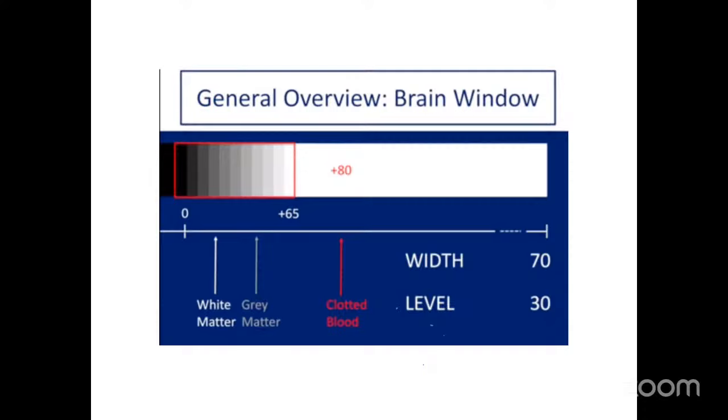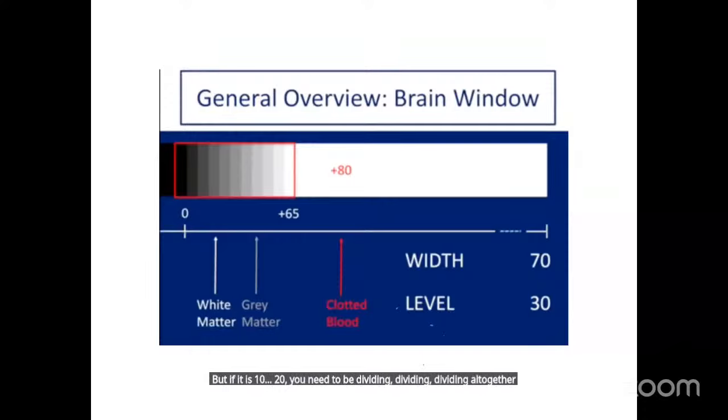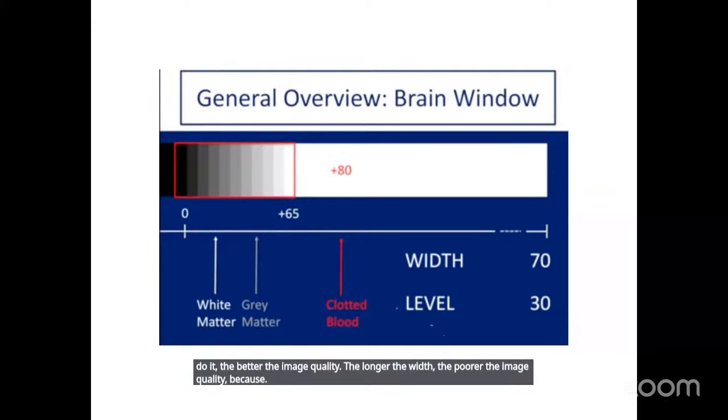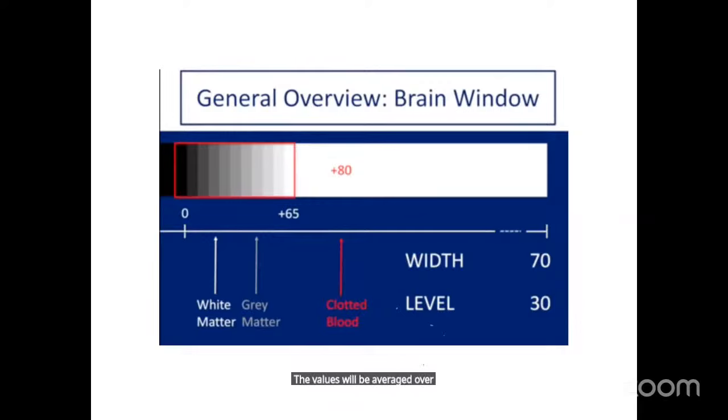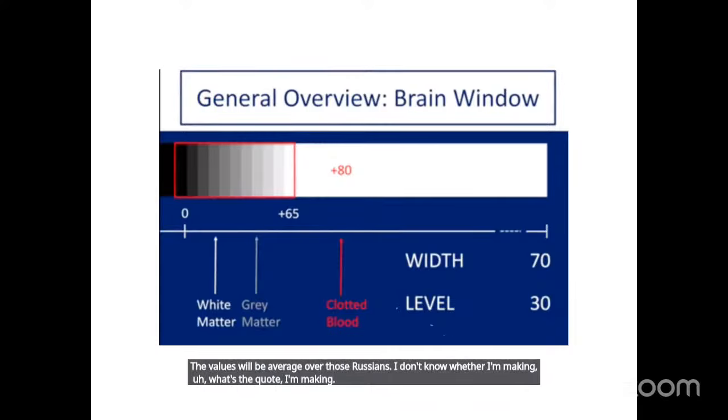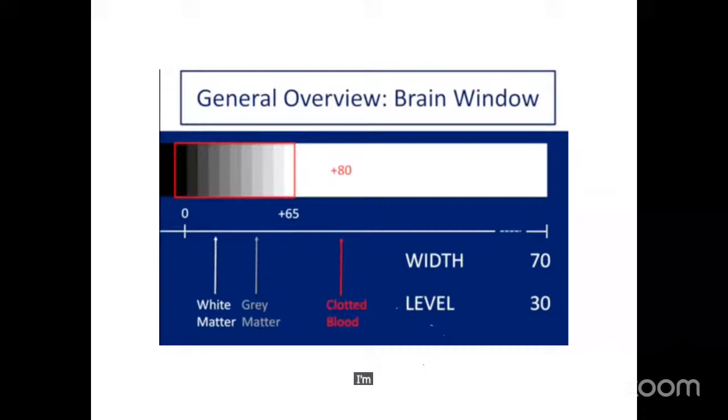The one that has a narrow width. All right, 2 people is just divided into 2. But if it is 10, 20, you need to be dividing. Are we together? So the narrower the width, the better the image quality. The wider the width, the poorer the image quality, because the values will be averaged over those ranges. I don't know whether I'm communicating. Yes, you are.